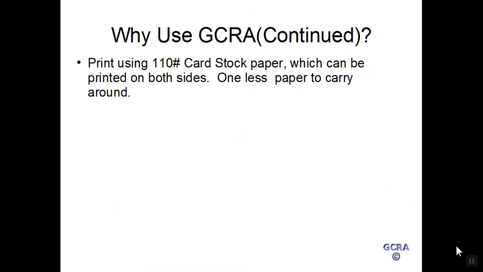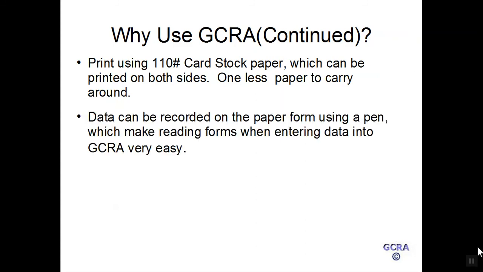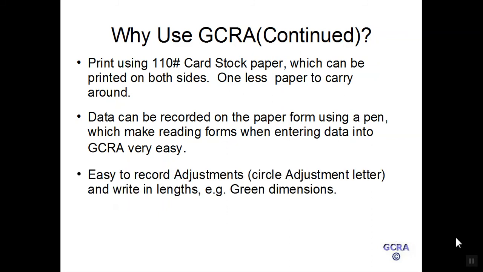We can print the forms. I use 110-pound cardstock paper, which is very heavy, very easy to carry around, plus we can print on both sides. So it's one less piece of paper to carry around with you. Data can be recorded on the paper forms using a pen, which makes reading the forms when entering data in GCRA very easy. If you record something in pen and you discover you don't want to use that, you simply cross it out and use the proper letter or yardage.